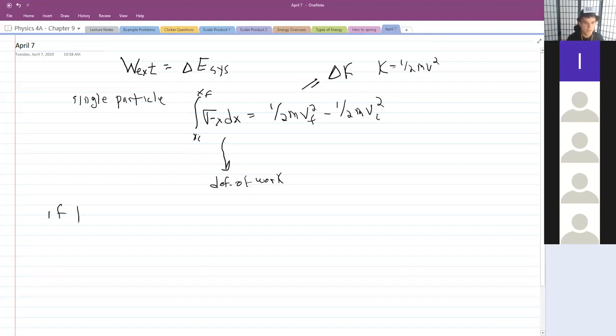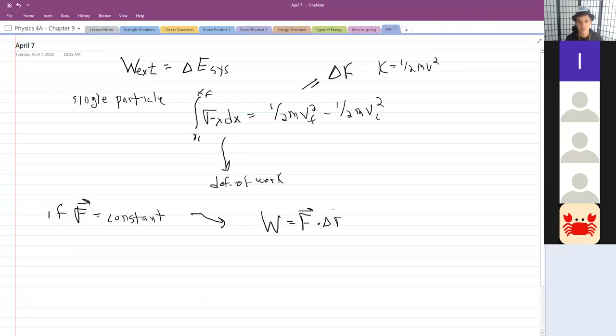If the force is constant, the magnitude and direction are both constant, then the work is equal to the dot product of F dotted with delta r: the magnitude of F times the magnitude of delta r times the cosine of the angle between them. Whether work is positive, negative, or zero only depends upon the angle between the force and the displacement. If the angle is between 0 and 90, that force is doing positive work and adding energy to the system. If the angle is 90 degrees, the work done by that force is zero. If the angle is between 90 and 180, that force is doing negative work.